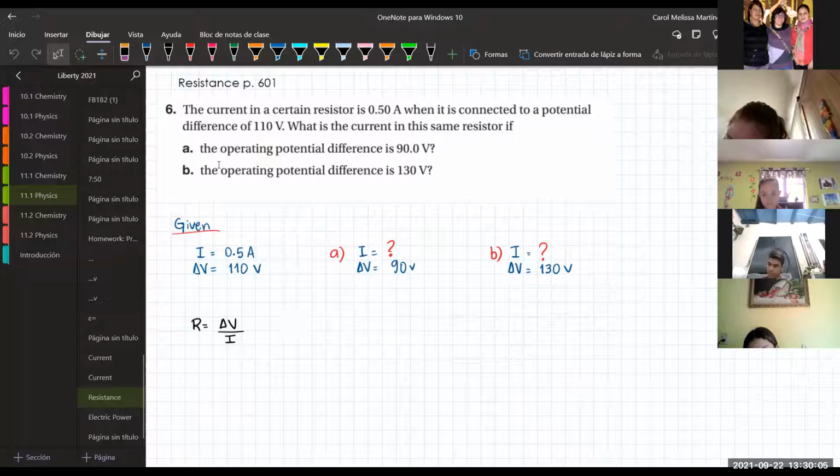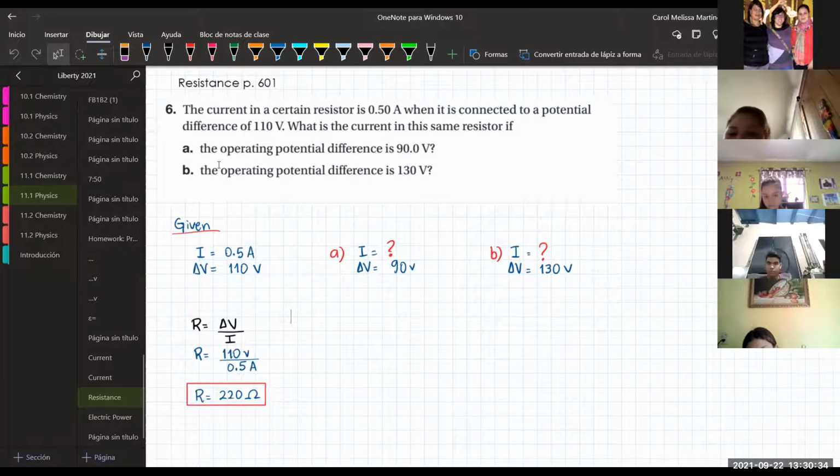All we need to do is substitution of the data. Delta V is 110 volts and the current is 0.5 amperes. This gives me a resistance of 220, and here we have ohms. The problem is not asking me to find the resistance, but I need it. The reason is we are talking about a certain resistor. This is my object.